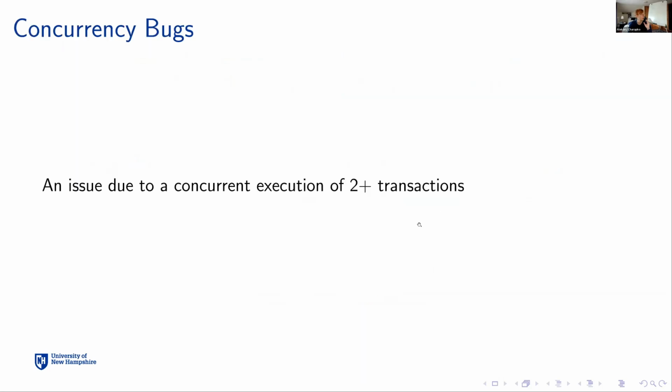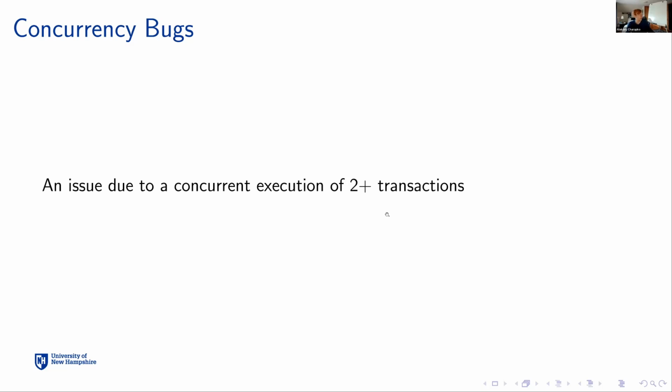So let's first focus on what the concurrency bugs are, especially in the scope of this paper. They specifically talk about concurrency bugs in systems that rely on databases and bugs that involve database interactions. In the context of this paper, a concurrency bug is some kind of issue that arises due to concurrent execution of two or more transactions.